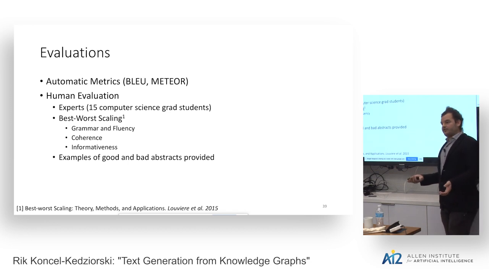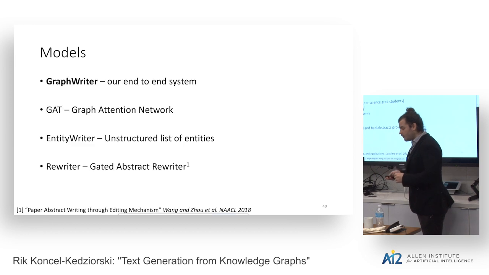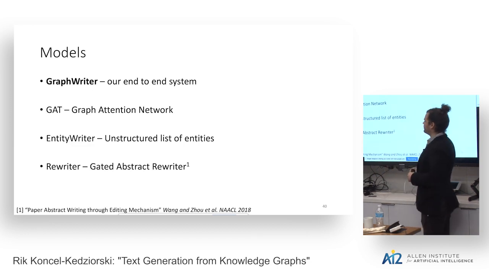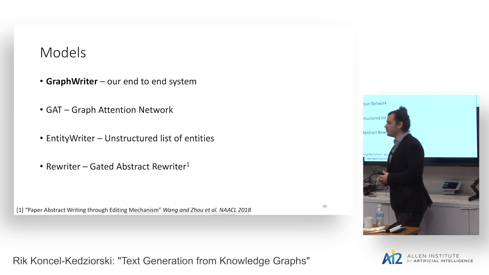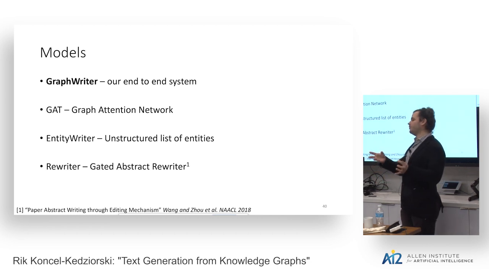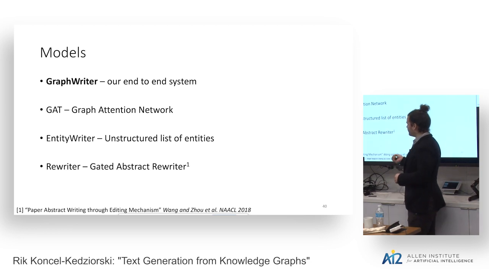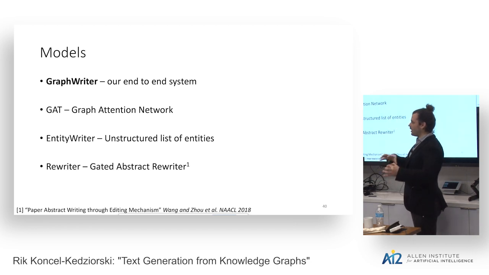Okay, so this is our evaluation setup. We have our automatic evaluations and our human evaluations. And then we're going to compare these four models. So GraphWriter is how we describe our end-to-end text generation system with the graph transforming encoder. We compare this to a graph attention network. So we replace just the encoder component of the system with a graph attention network. We compare this to understand the value of adding knowledge, and particularly the relational knowledge of the graph.